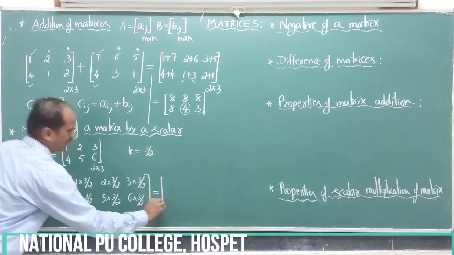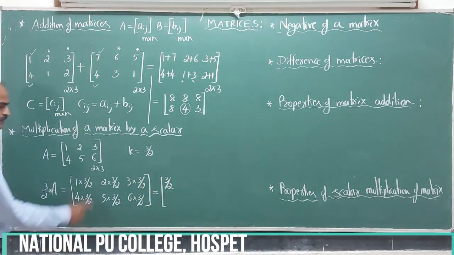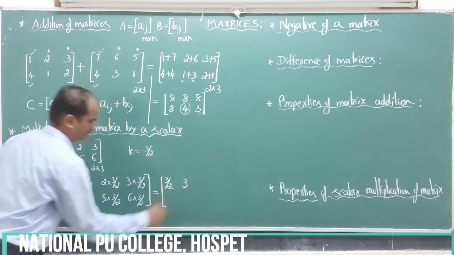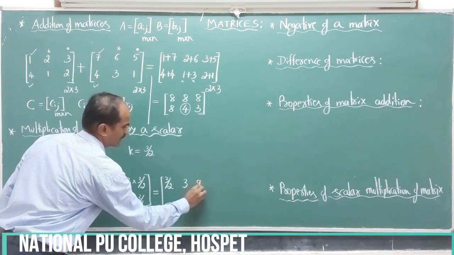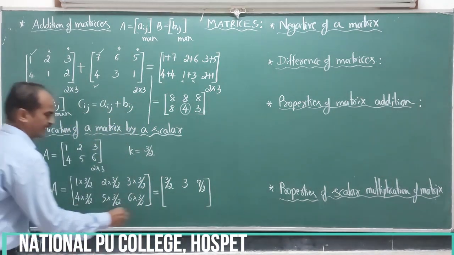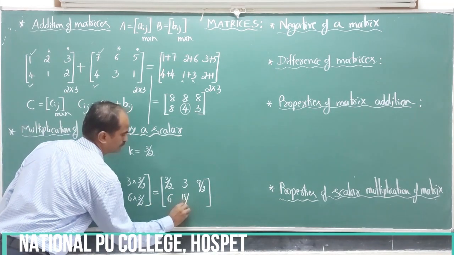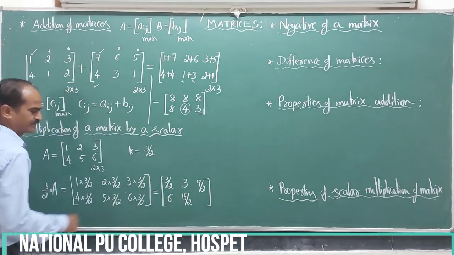Write the resulting matrix. 1 into 3 by 2 is 3 by 2, 2 times of 3 by 2 is 3, 3 times of 3 by 2 is 9 by 2, 4 times of 3 by 2 is 6, 5 times of 3 by 2 is 15 by 2, 6 times of 3 by 2 is 9.